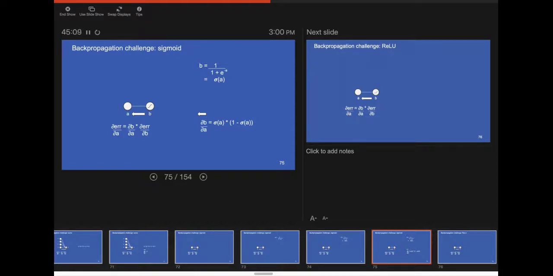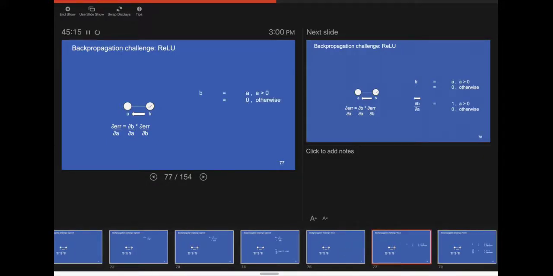So the final element that we've discussed is ReLUs, where the function was that if your input is positive, then the output is the same as the input. So if A is positive, B is equal to A. If A is less than or equal to 0, the output is 0. That's what the rectified linear unit does.